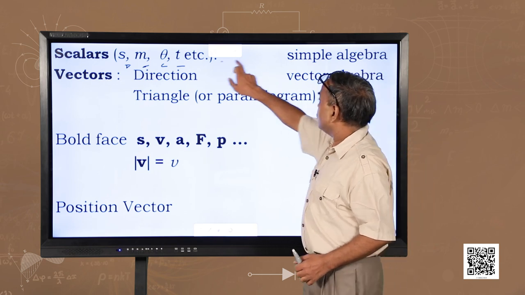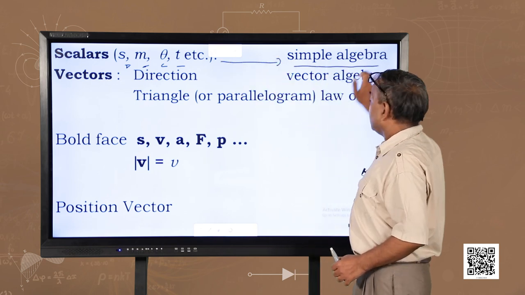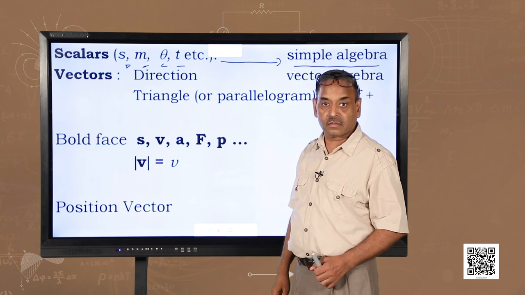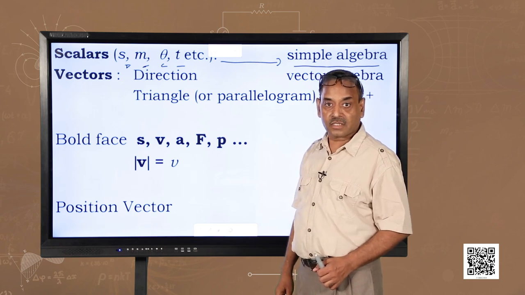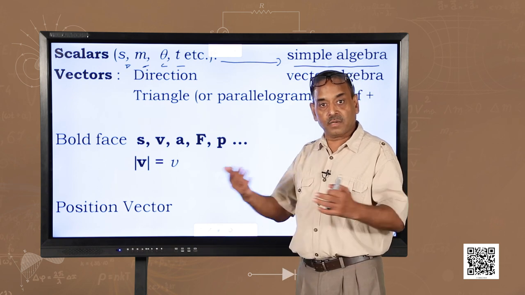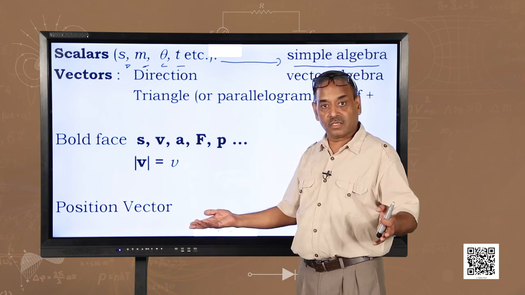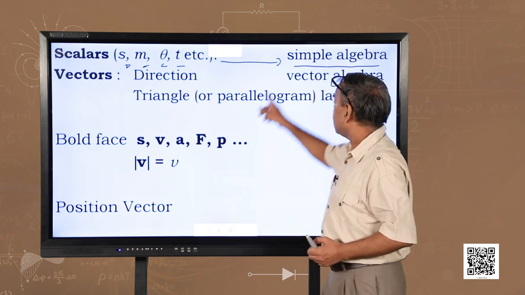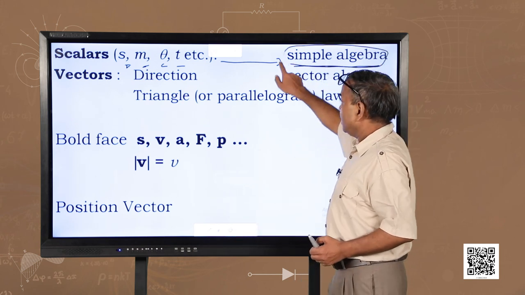And these follow simple algebra. You have moved 2 kilometers in the first hour, 3 kilometers in the second hour. How much have you moved in the 2 hours? 2 plus 3, 5 kilometers, the simple distance travelled. So, this follows simple algebra, right.